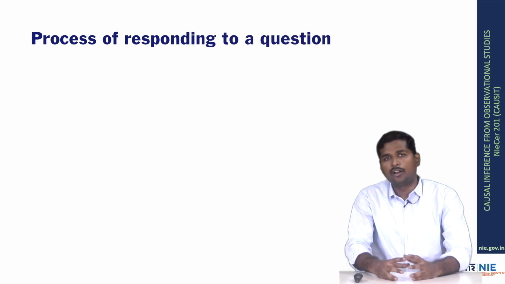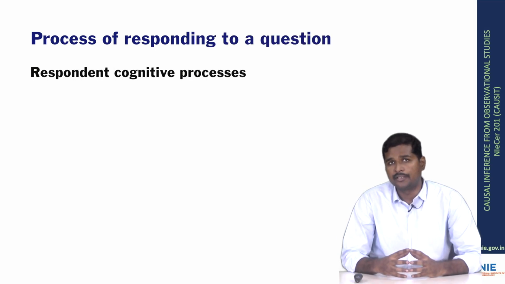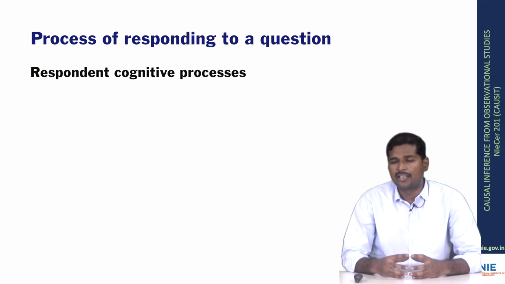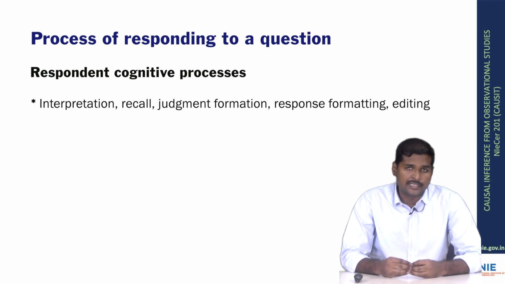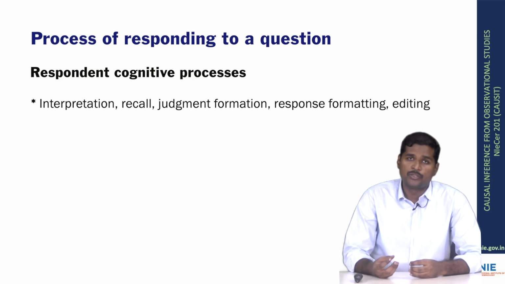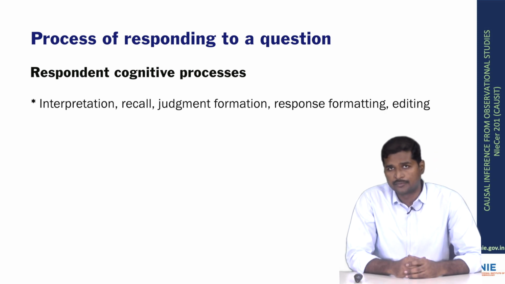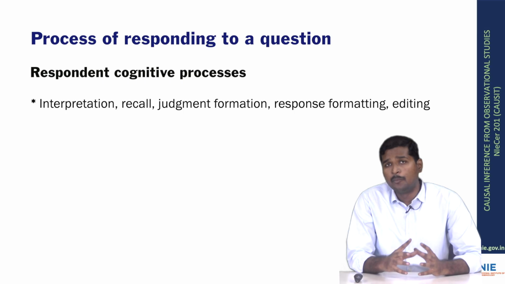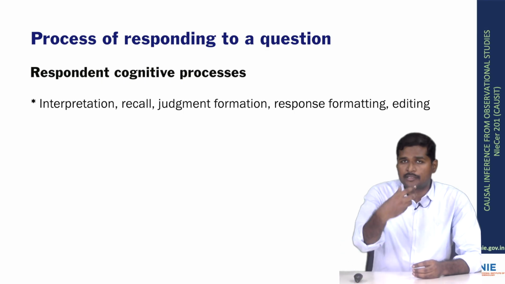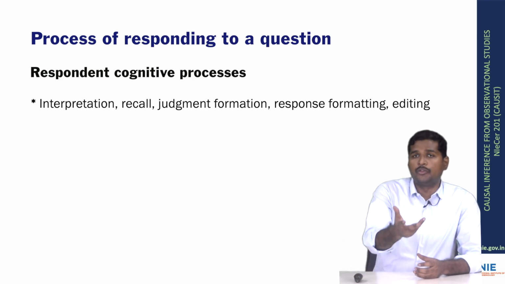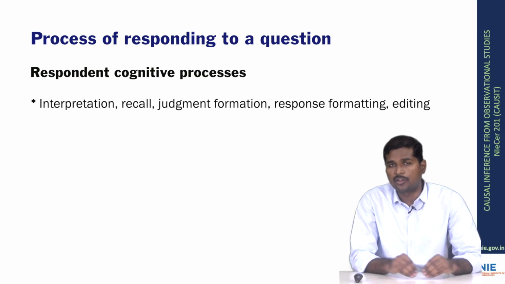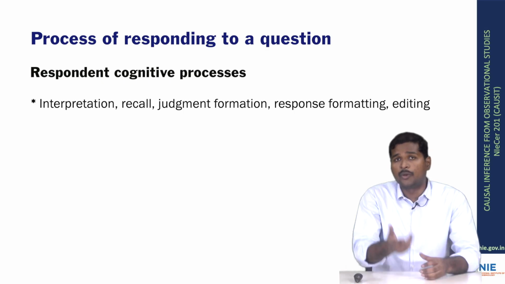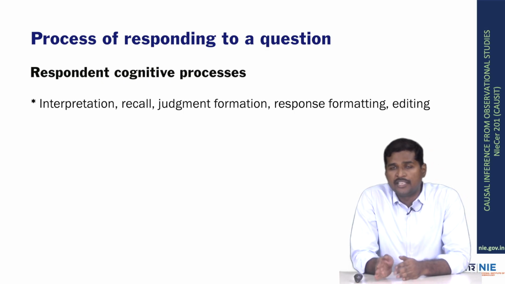So just to give you an idea of the cognitive process that goes on inside the respondent when you ask a question, these are the cognitive processes. The participant has to first interpret the question that has been asked. Then the participant has to recall what has been asked. Then the participant has to make a judgment about the information that they have recalled. Then they have to format a response that they will give out to you. And then they will edit the response before giving it to you. These are the steps in the chain of the cognitive process before the respondent gives you an answer. So, problems can occur in each of these steps.